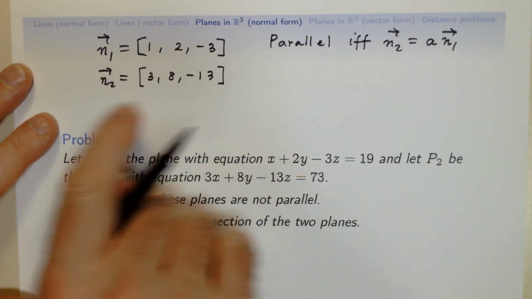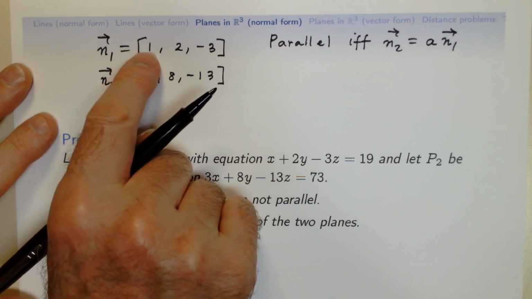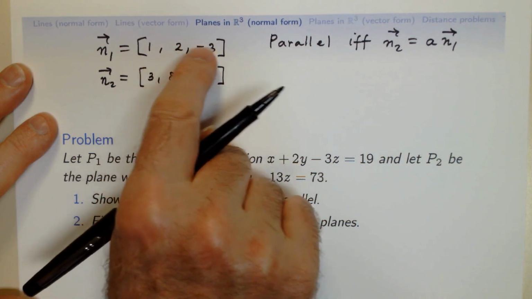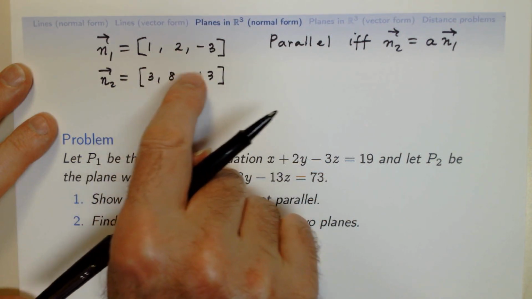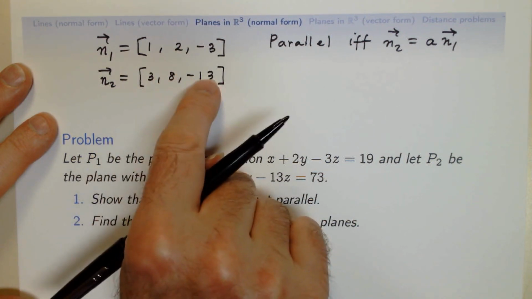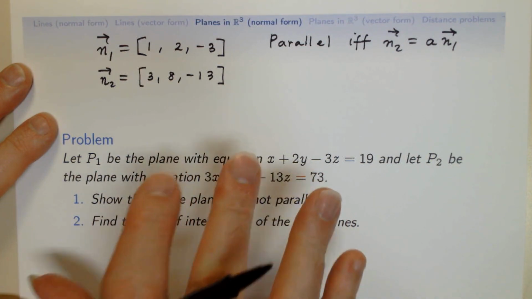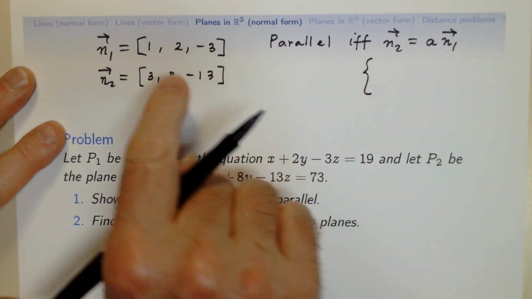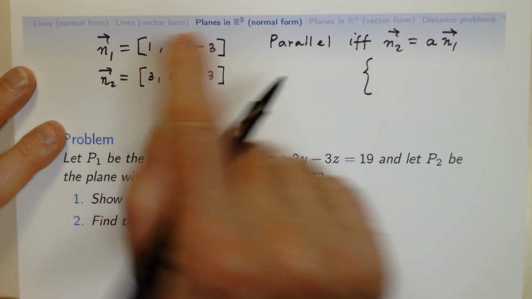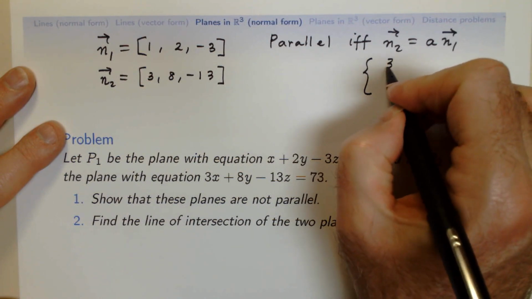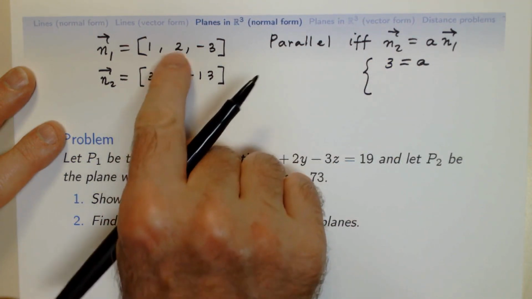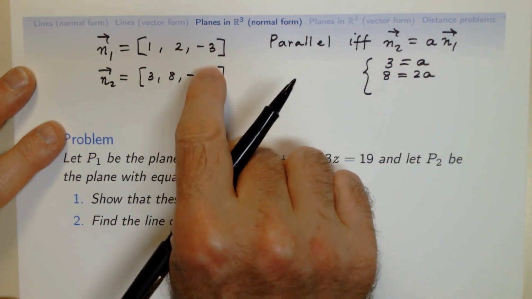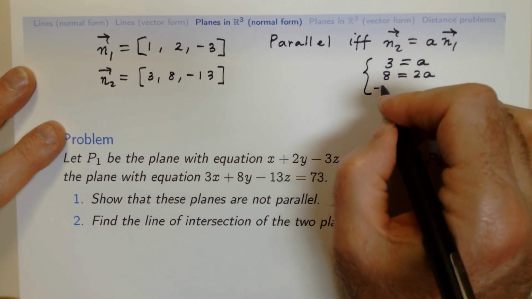Now let's see. If I scale n1 by a, that's going to multiply all of these components by a. So it'll be a, 2a, and -3a. And they would have to be component-wise equal to 3, 8, and -13. So we would get three equations that would have to be simultaneously true. Namely, 3 would have to be equal to a, 8 would have to be equal to 2a, and -13 would have to be equal to -3a.